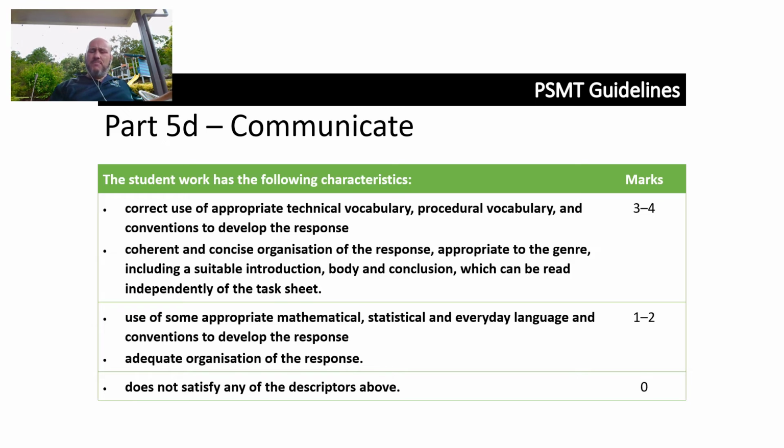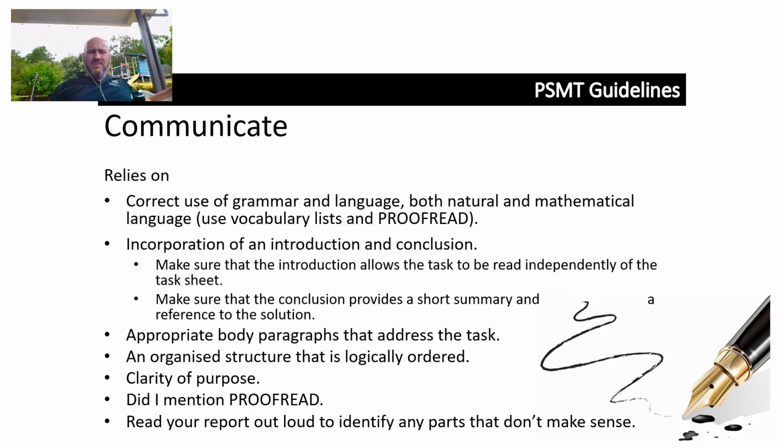The 1-2 strands below have got a bit of information, but you see how easy they are to meet. Now I'm just going to shoot across to one last page to go through some tips here. So a good communication mark relies on correct use of grammar and language, both natural and mathematical language, as I've talked about, and proofread in capitals. Make sure that you proofread it. If you're working in Word, it will tell you when you've made mistakes.